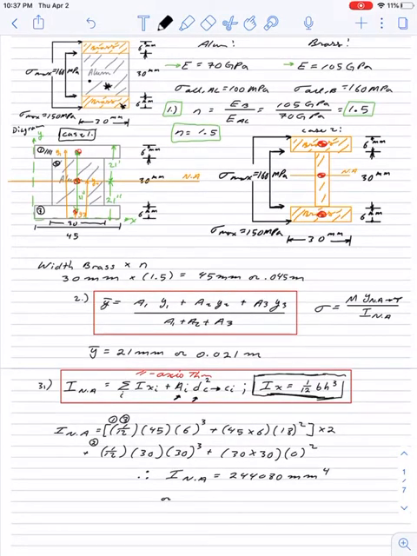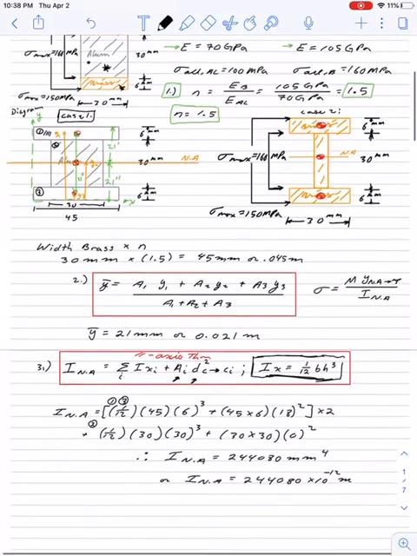Or we could say that the moment of inertia with respect to the neutral axis is 244,080 times 10 to the negative 12 meters to the fourth power. And that's just converting millimeters to meters. 3 times 4 is 12. Bring that up, it becomes negative 12. Okay, so we have all the information.